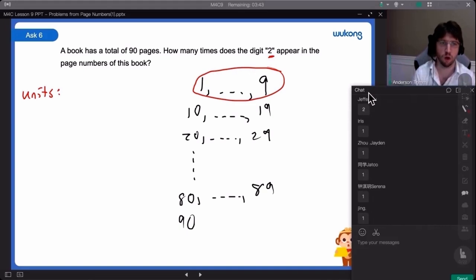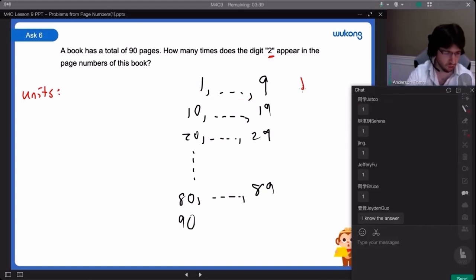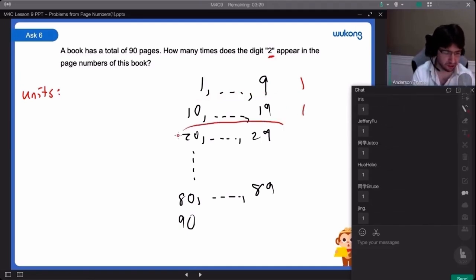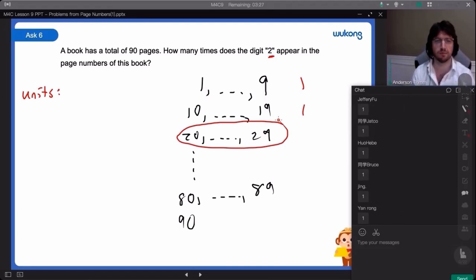Just 1, right? It's the numbers 1 through 9. So 2 appears there once. All right. So once. How about in this list? How many times does it appear in the units place? Also once, right? So in fact, for each of these, how about this one? Maybe it's a tricky one. How many times does 2 appear in the units place? 1, right? In the units place. We're not talking about the tens place yet, just the units place. All right, very good.